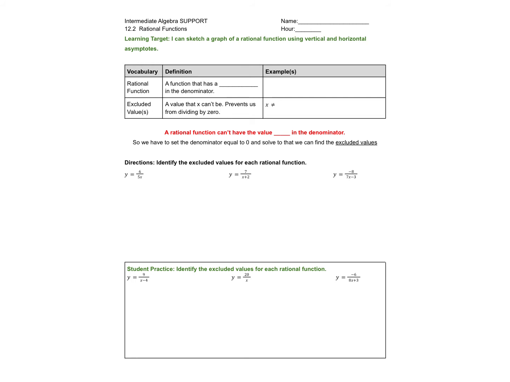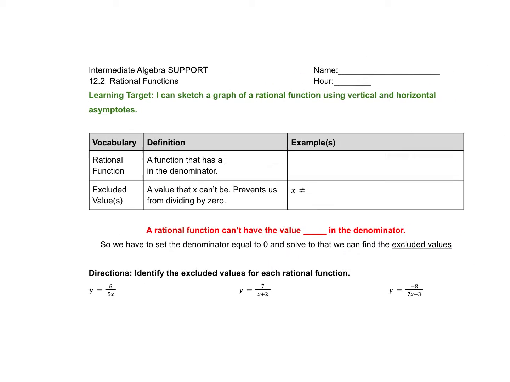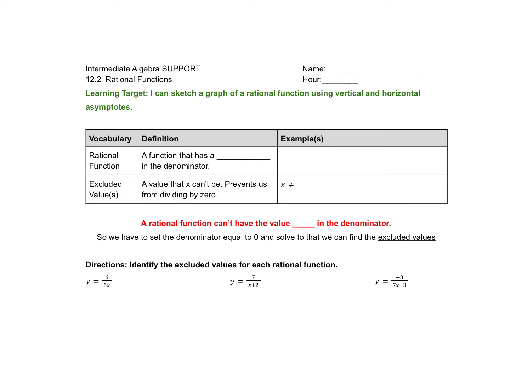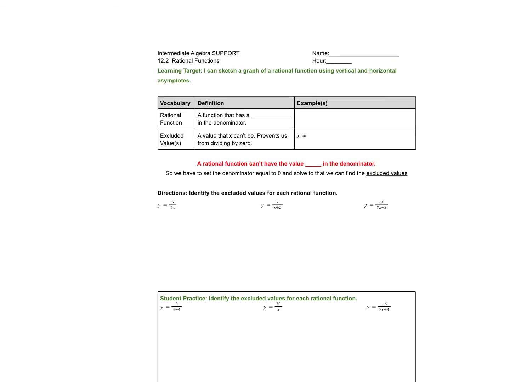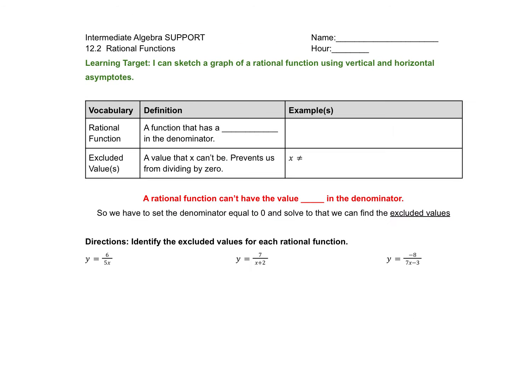For today's lesson, 12.2, we're going to be working with rational functions again. Today we are going to sketch a graph of a rational function using vertical and horizontal asymptotes. So this is not that different from what we did earlier this week. Okay, so our first thing we need to do is talk about our vocab.